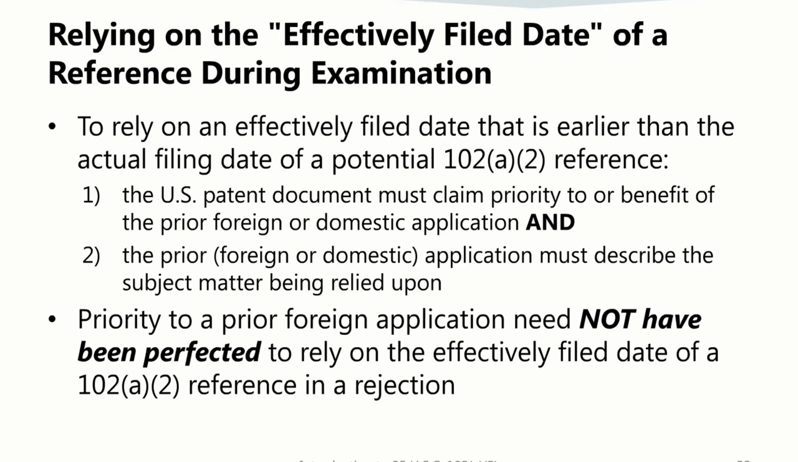Notably, priority to a prior foreign application need not have been perfected to rely on the effectively filed date of a 102A2 reference in a rejection. Recall that perfecting means a certified copy has been provided, as well as a translation if the application is not in English.